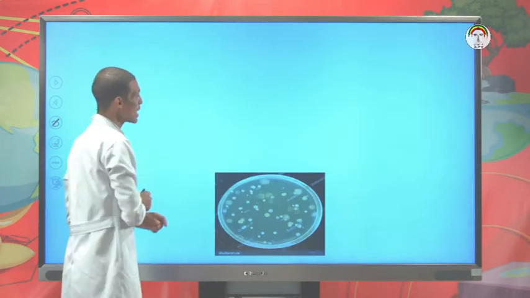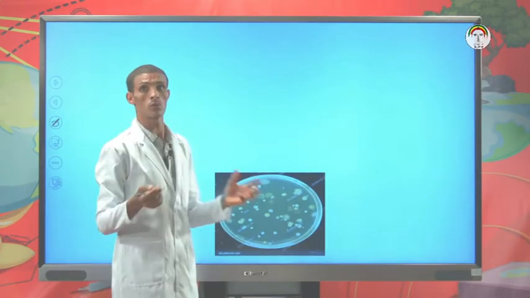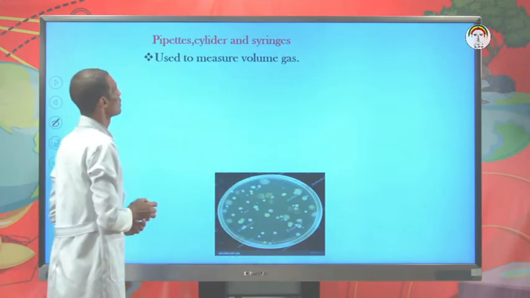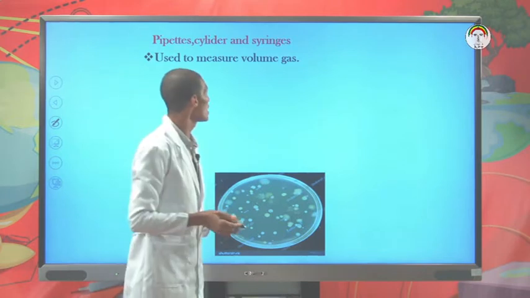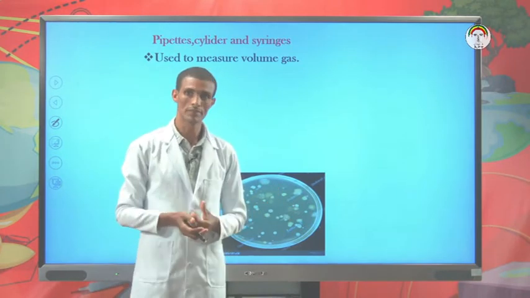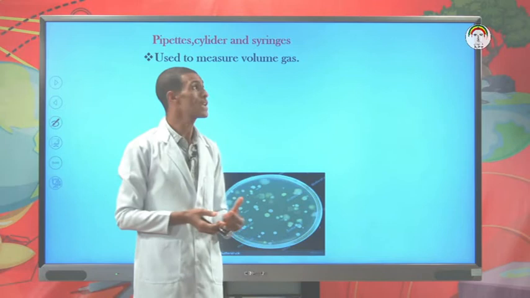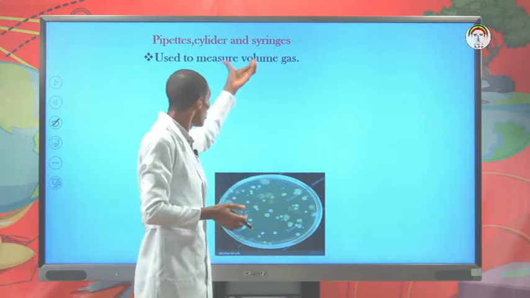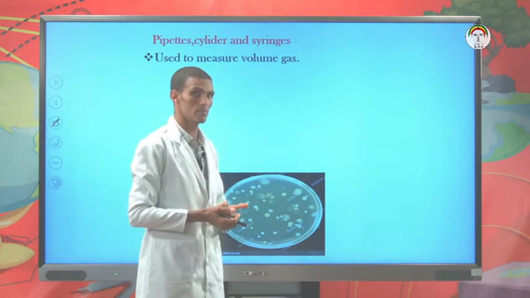Another very important tool in laboratories: the pipette, cylinder, and syringe, which are very important in measuring the volume of gas. Gas volume can be measured by these tools.